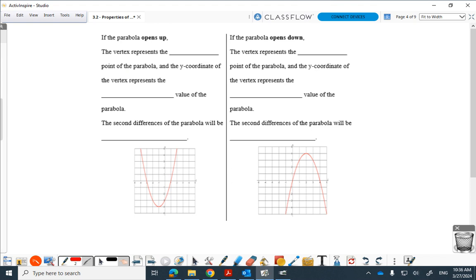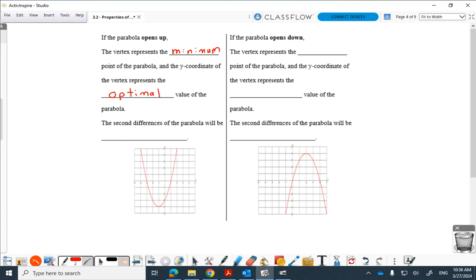Some more details about that. I made this slide fill in the blanks because I didn't want you to have to write this all out, because it might be like, yeah, duh, I got it. I understand. You're beating it up now. The vertex represents, for an opening up parabola, the minimum point of the parabola. And the y-coordinate of the vertex represents the optimal. And by optimal, we mean extreme. It's either the highest or the lowest. Hey, why do we say optimal?